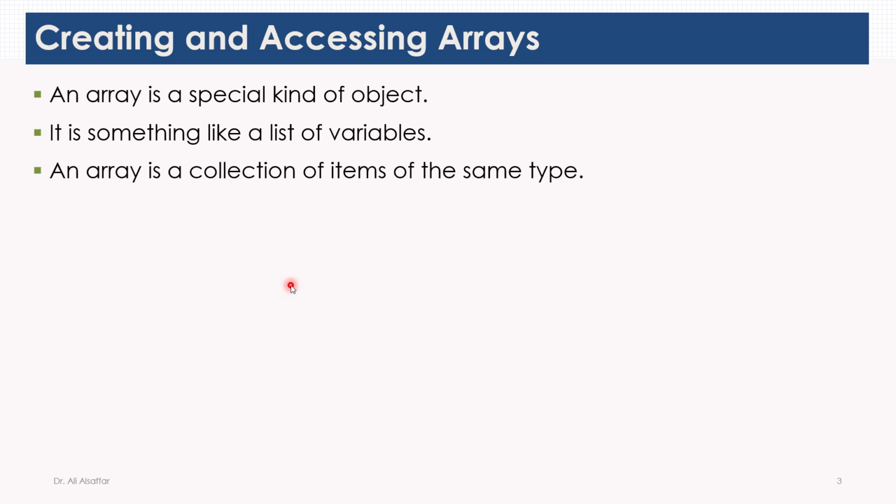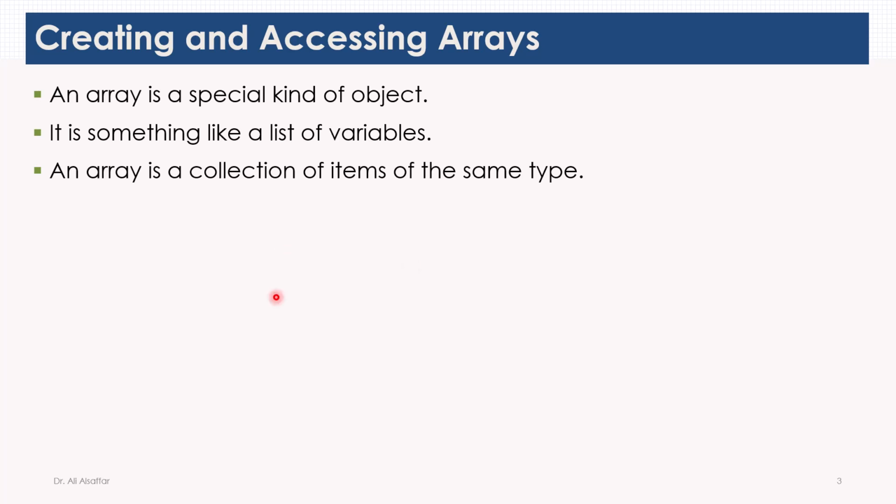Therefore, if you want to create an array of variables, make sure that these variables have the same data type. So an array is officially defined as a collection of items of the same data type. We could have an array of integers, an array of long integers, an array of doubles, an array of floats, an array of strings, and even an array of objects, which we will cover later.